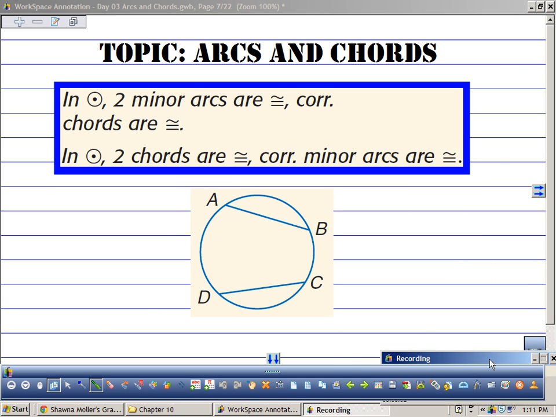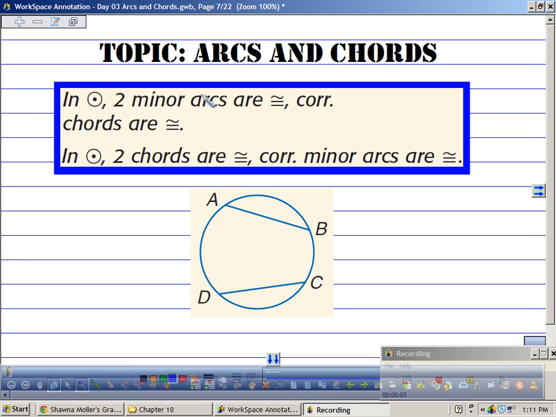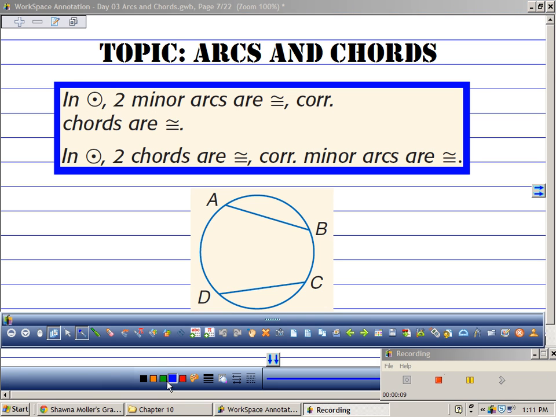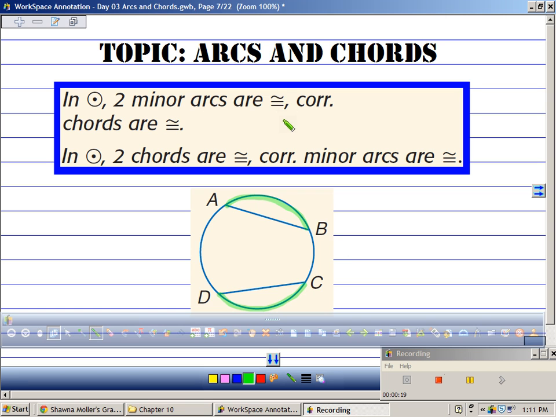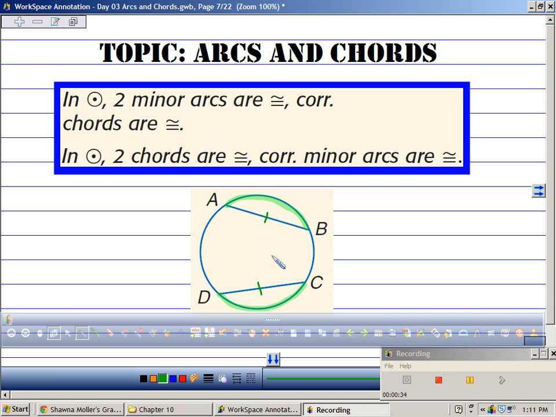Okay, recording. So the topic is arcs and chords. In a circle, here are two minor arcs. Here's one, and here's another. If two minor arcs are congruent, then corresponding chords are congruent. So this is saying if I know that this arc is congruent with this arc, then this chord must be congruent with this chord. It's corresponding to that arc.